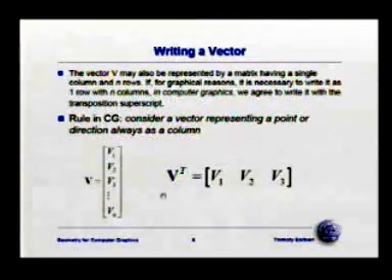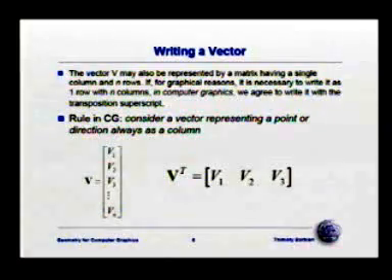How do we write a vector? We use this rule in CG, or at least in this CG course. Every time we consider a vector and we use this vector to represent a point or a direction, we always write it as a column, always like this. If, for graphical reasons or space reasons or whatever, you need to write it in a row like this, then use the transpose.